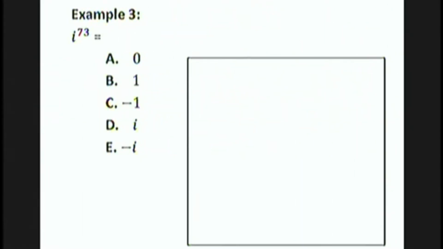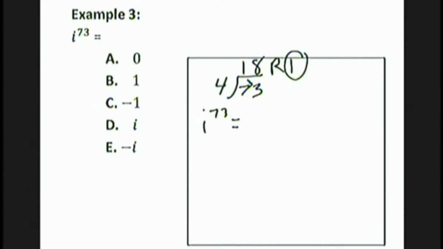i to the 73. Well, to figure out what that is, let's divide 73 by 4 by hand. 4 goes into 7 once, with 3 left over. 4 goes into 33, 8 times with a remainder of 1. The important thing is that the remainder is 1. So i to the 73 is exactly the same as i to the 1, which is just i, and that's choice D.